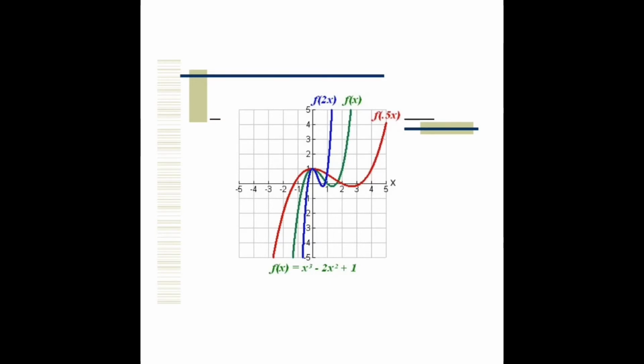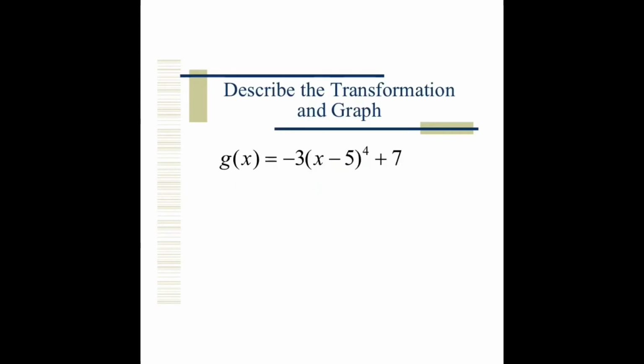So again, just to reiterate, if we multiply by something that is bigger than 1, then we're going to be horizontally shrinking it. If instead we multiply by something that is between -1 and 1, then we are horizontally stretching it. Alright, for our function here, we're going to describe all the transformations.